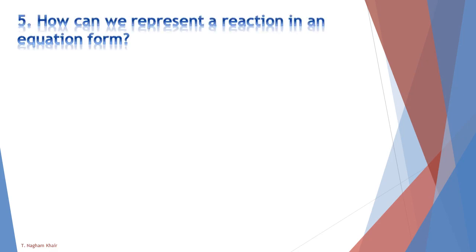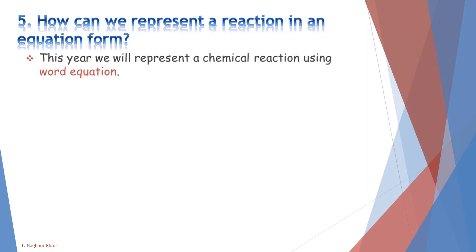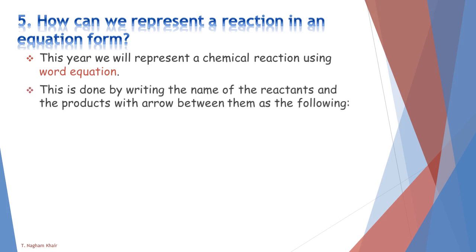Now how can we represent a reaction in an equation form? This year in grade 7 we will represent a chemical reaction only using the word equation. How can we do this? This could be done by writing the name of the reactants and the product. We write the names. Reactants before the arrow and products after the arrow.